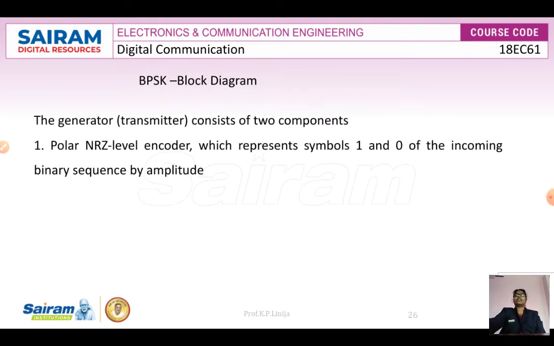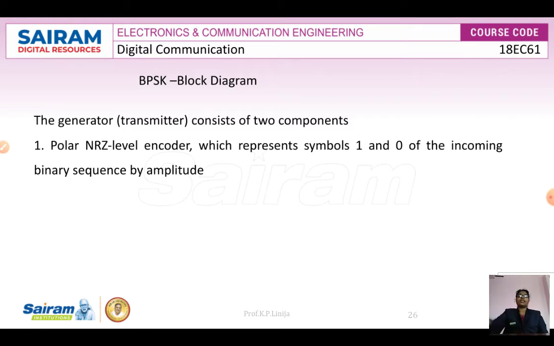So the generator, or we can call it the transmitter block, consists of two components. One is the polar non-return to zero level encoder, and we are all aware of the non-return to zero level encoder; we already discussed it in line coding techniques. This polar non-return to zero level encoder will represent the symbols 1 and 0 of the incoming binary sequence by amplitude levels.